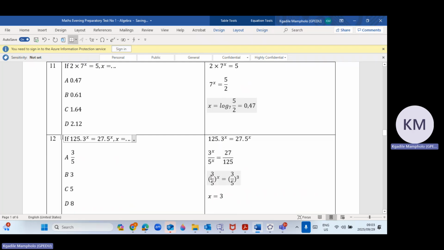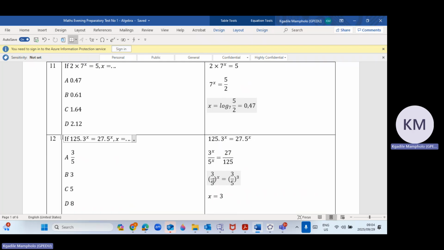So everything with x must be taken to the left. Then this will be 3 over 5 all to the power x. Then you make the bases the same. Remember, 3 to the power 3 is 27. 5 to the power 3 is 125. Then you'll say x equals 3.